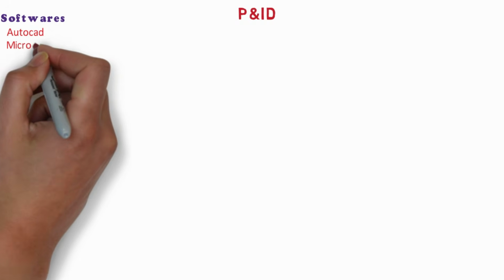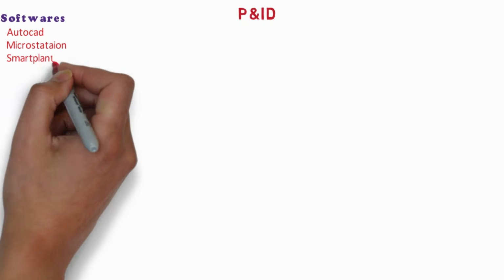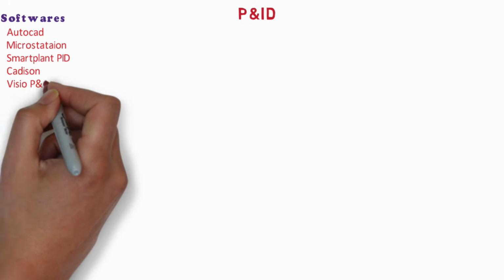Now, there are various software packages which can be used for P&ID development, like AutoCAD, MicroStation, SmartPlant PID, Cadison, Visio P&ID, LucidChart PID, SolidPlant PID, ProCAD PID, etc.